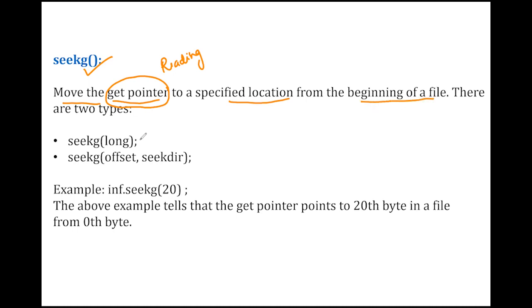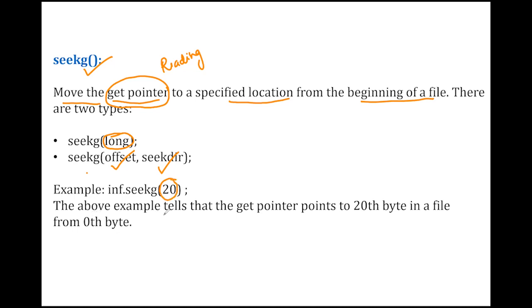There are two types. One is seekg, where I will mention one parameter. Another one is seekg where I have something called an offset and seekdir. There are two variables, so let us see how it works. The first one is using a single parameter.